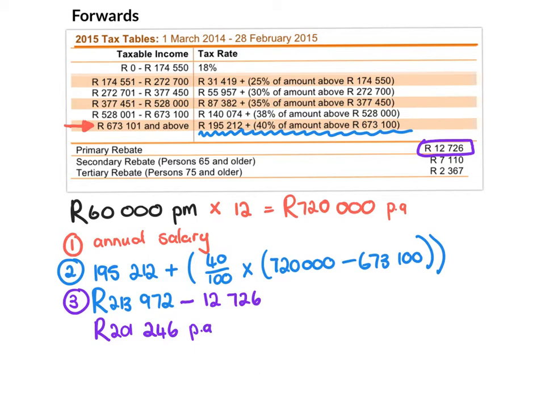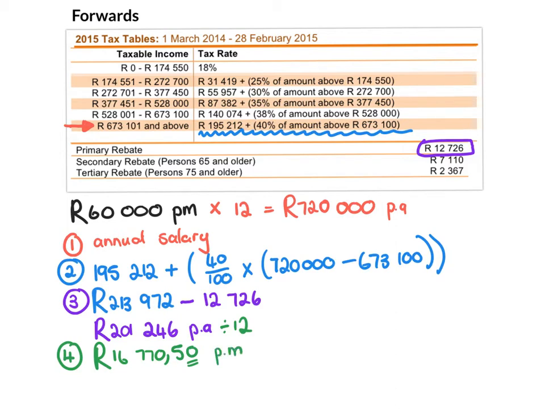Now, sometimes we will ask the tax per annum and sometimes we will ask the monthly tax. If I'm asking for the monthly tax, our last step will be to divide our annual tax by 12. And if I do this, I get an amount of 16,770 Rand and 50 cents. Don't forget that 0. And this is his tax per month.